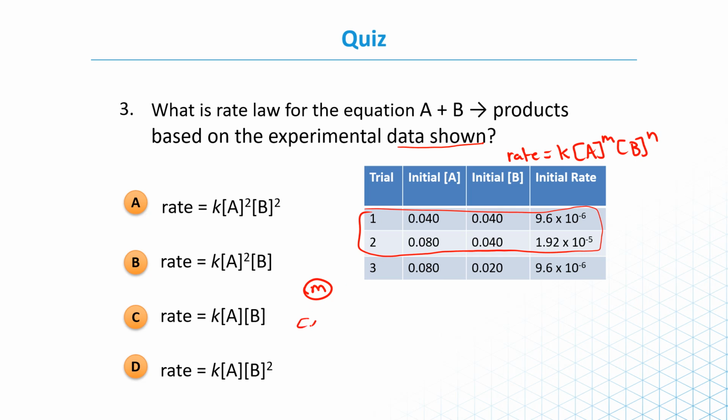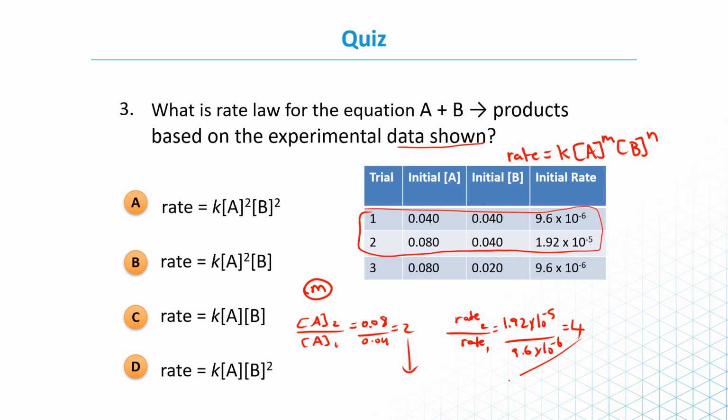Okay. So now concentration of A2 over concentration of A1 equals 0.08 over 0.04 equals 2. And rate 2 over rate 1 equals 1.92 times 10 to the power minus 5 over 9.6 times 10 to the power minus 6, which is equal to 4. So take this here, 2 to the power of m equals 4, so m equals 2. يعني this m should be 2 now. أي إجابتين ما فيهم A to the power of 2, C and D, فأوتوماتيكلي هذيلا غلط. Okay?